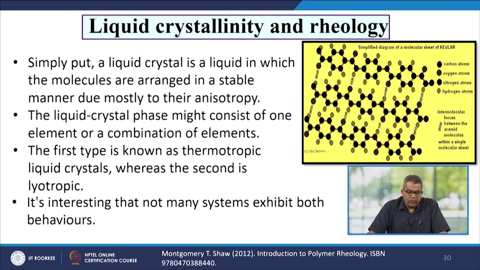Simply put, a liquid crystal is a liquid in which the molecules are arranged in a stable manner due mostly to their anisotropy. The liquid crystal phase might consist of one element or combination of elements. The first type is known as thermotropic liquid crystal, whereas the second is lyotropic. It is interesting that not many systems exhibit both behaviors.